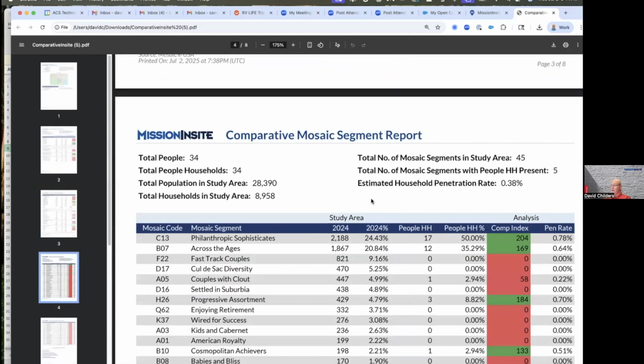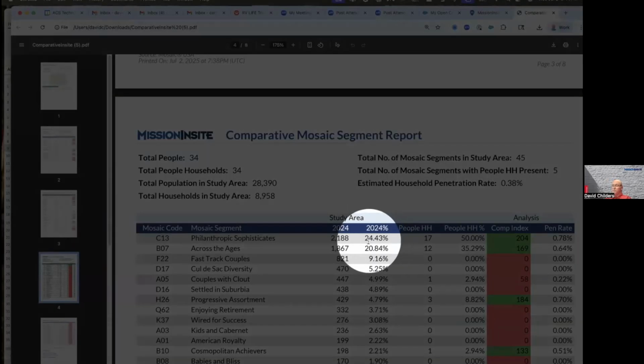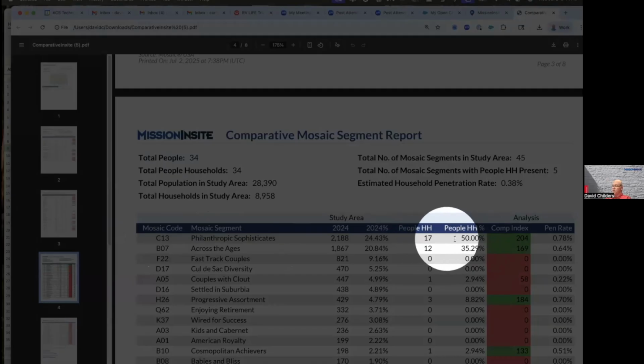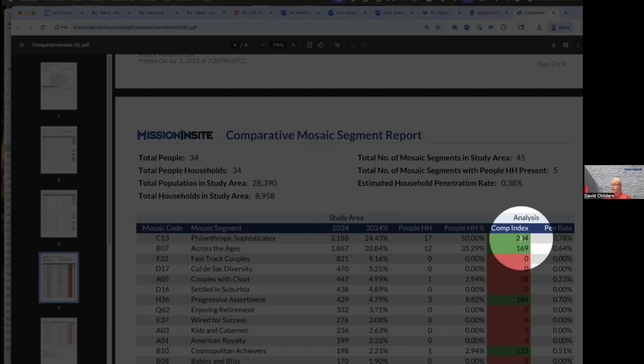What about mosaic segments? How do we compare to the community? Well, guess what? This community in 2024 was 24%. Guess what? C13. In our church, the 17 households that are represented are 50%, 204 composite index, which means I've got a big time capability to reach C13s in this neighborhood. BO7 was the second one. 20% of the community is BO7.